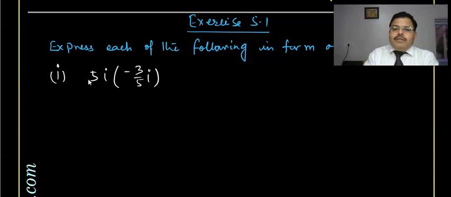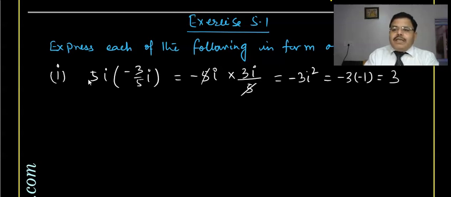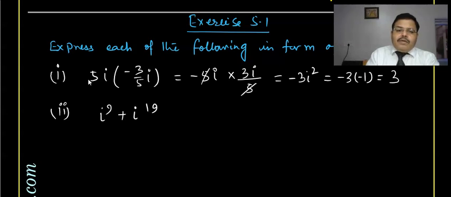So we can multiply, because this is the multiplication of two purely imaginary numbers. We will write 5 iota into minus 3 iota by 5. So 5 cancels, iota into iota is iota square, and iota square, you know, is minus 1. So minus 1 multiplied by minus 3 is 3.